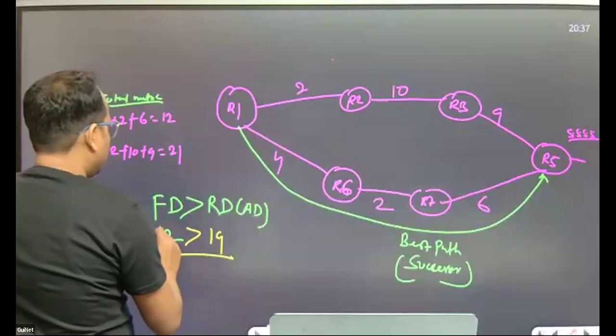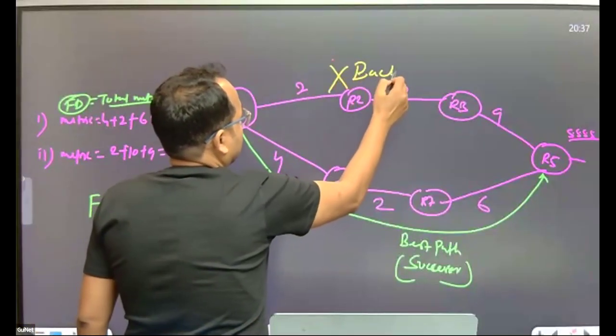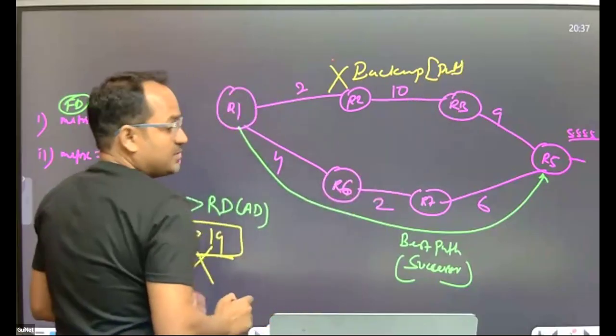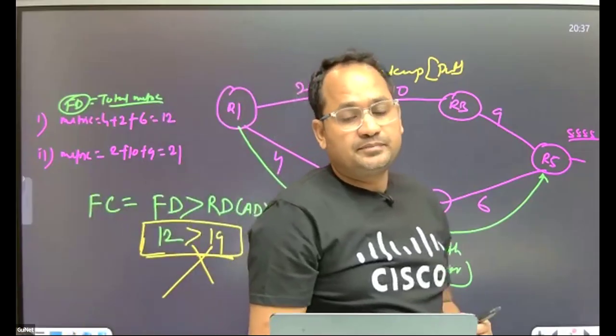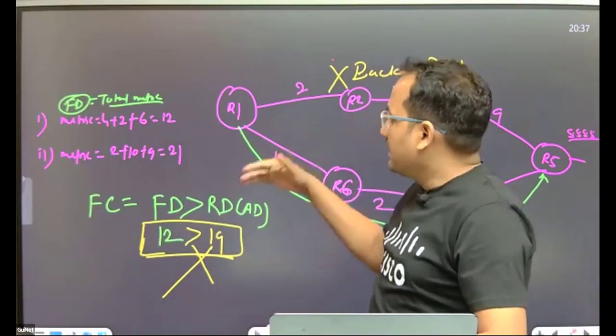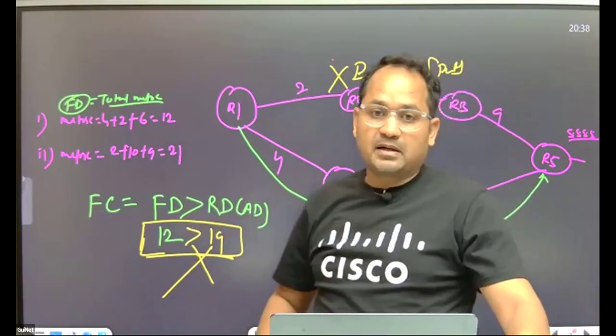Is it meeting the feasible condition or not? No. So this will never go into your backup path because it failed to meet the feasible condition. Even if you have a backup path available, it must meet the feasible condition, and only then will it be a backup path.